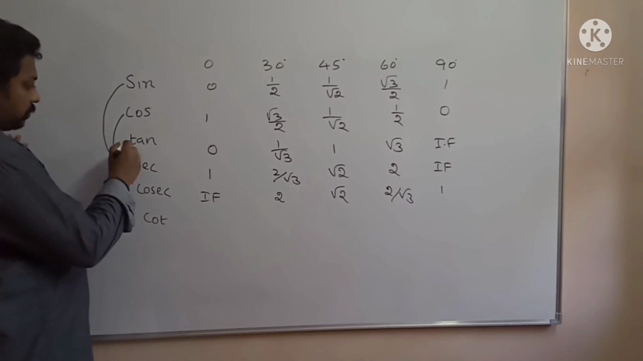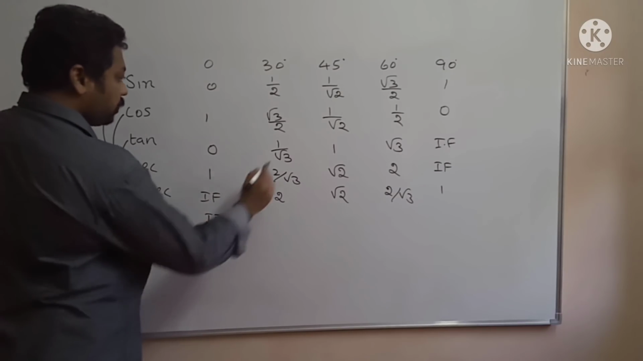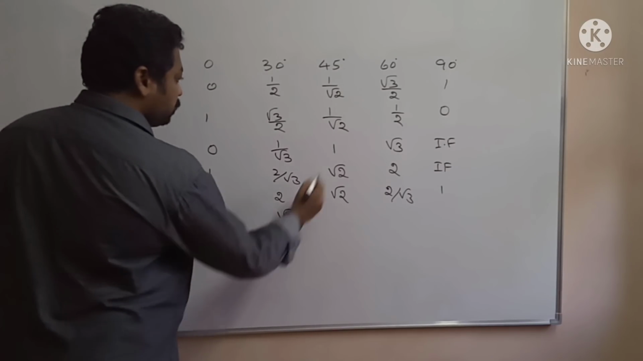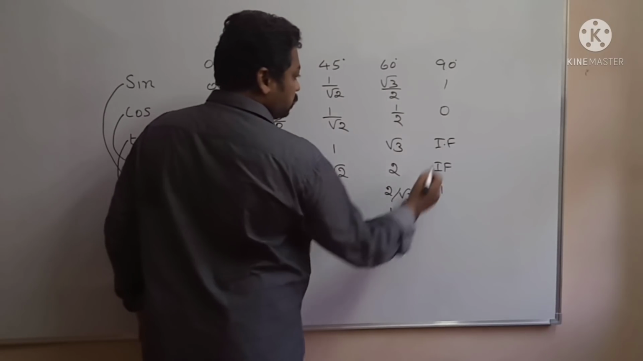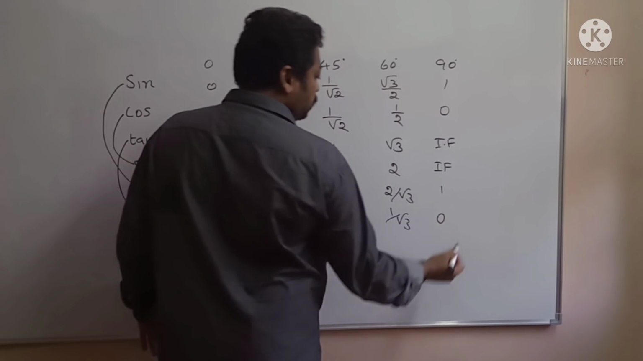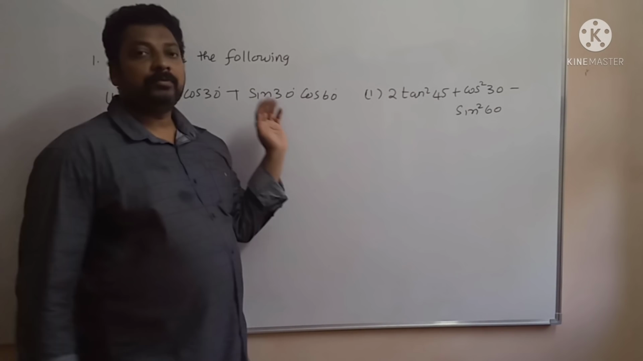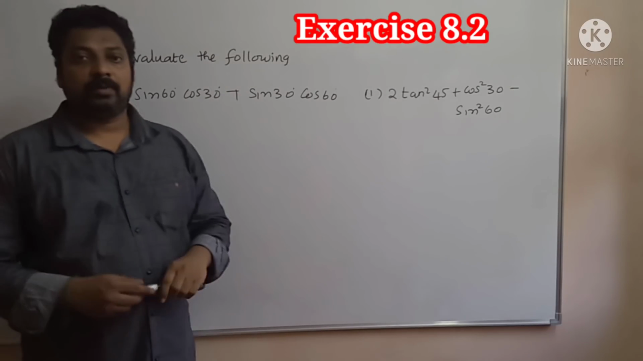Cotangent is the reciprocal of tan. So 1 by 0 is an indeterminate form. 1 by root 3, so root 3, so 1 by root 3. So here, 1 by indeterminate form is 0. Before going into exercise 8.2, I'll teach you one more formula.